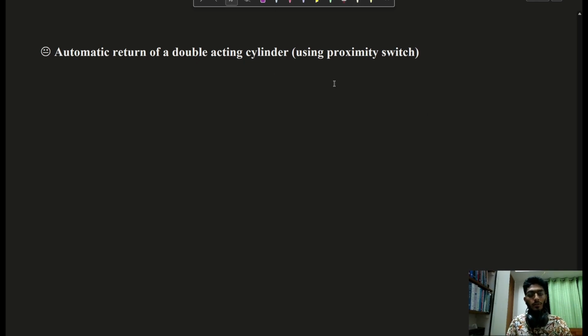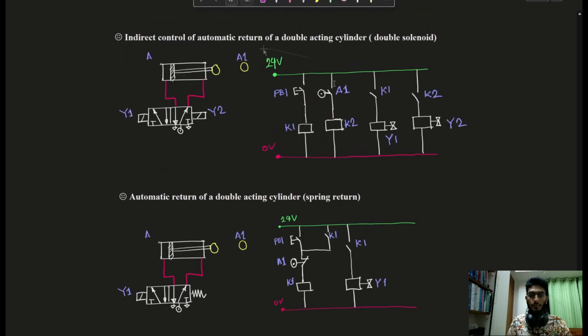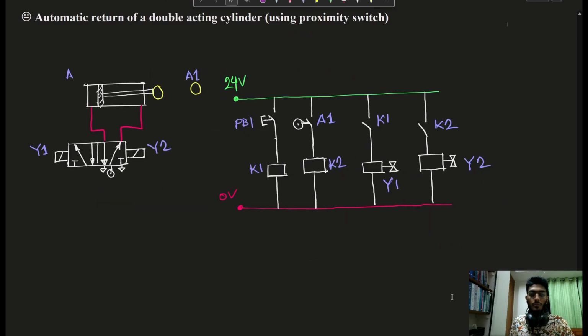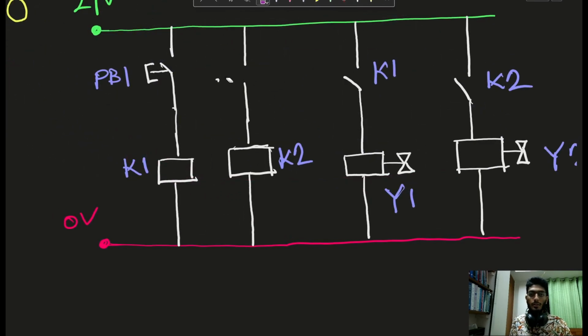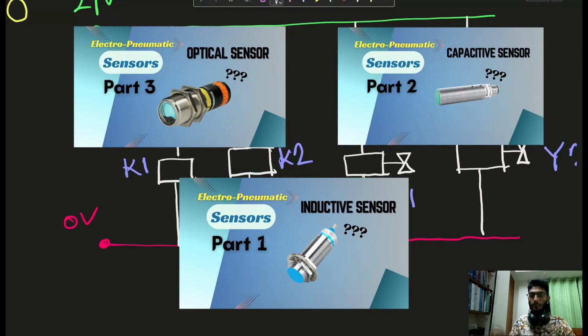So first will be solenoid operated on both sides. Let's copy this circuit. So the double-sided solenoid solution is very simple. I just have to change one part. Here in this limit switch, I just have to replace it with a proximity sensor. I hope you know the working of a proximity sensor. I discussed proximity sensor in detail in this video. You should watch that.